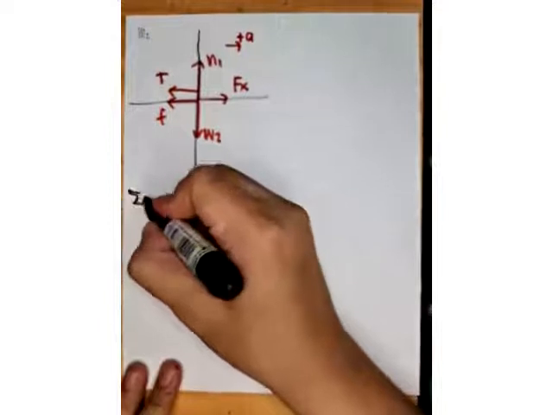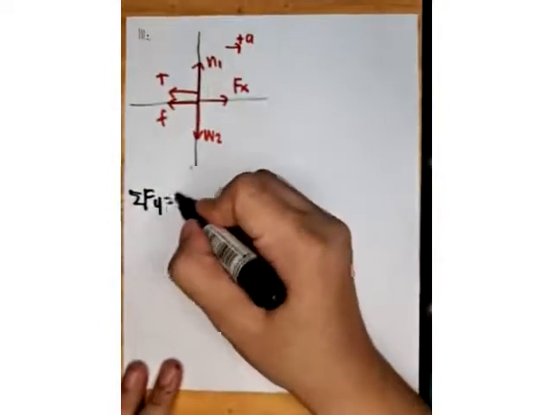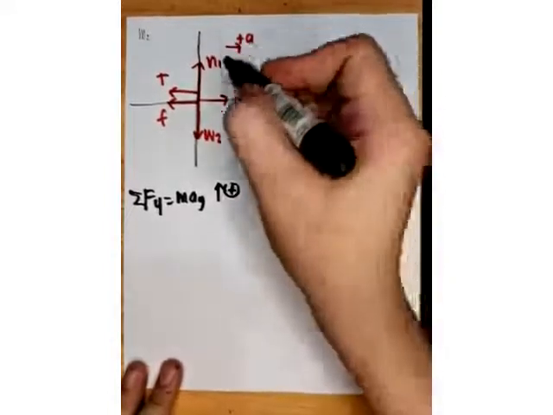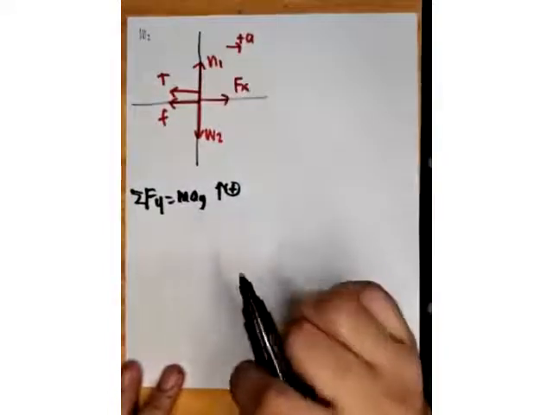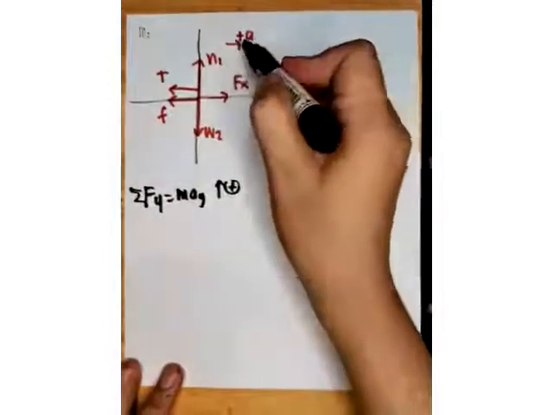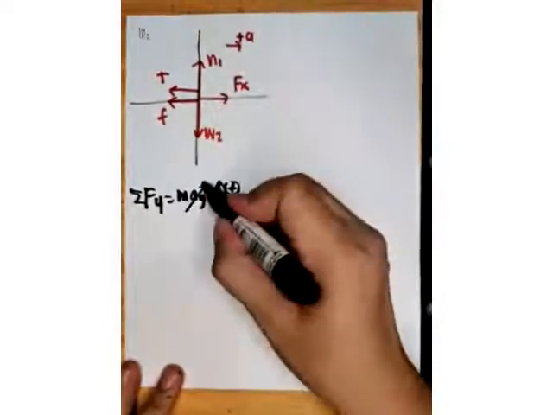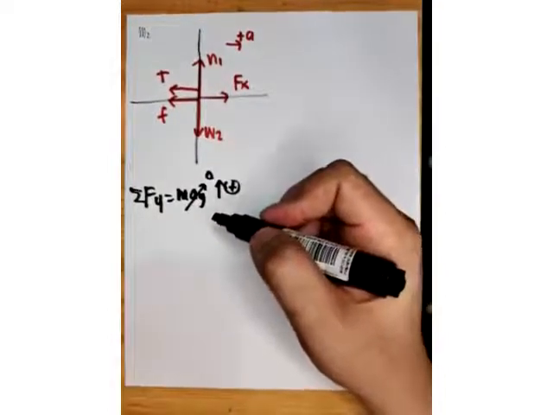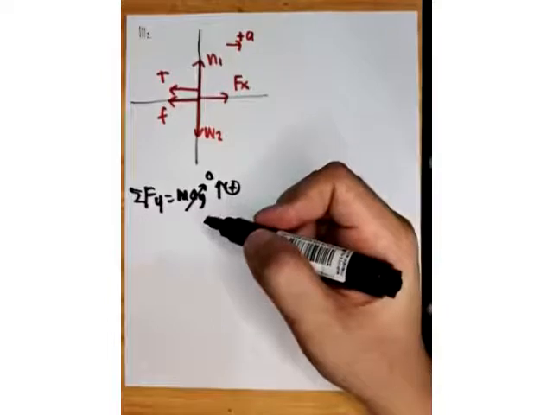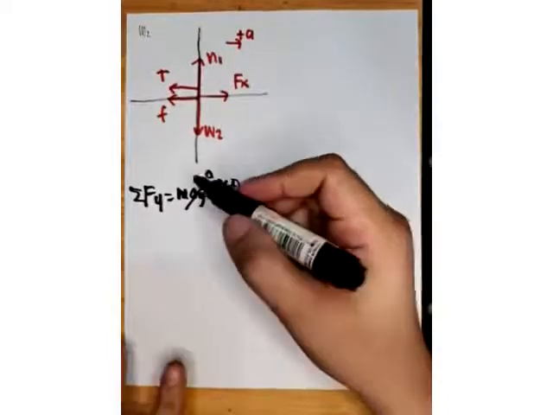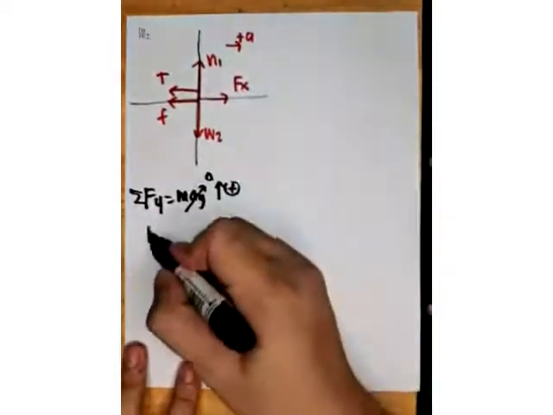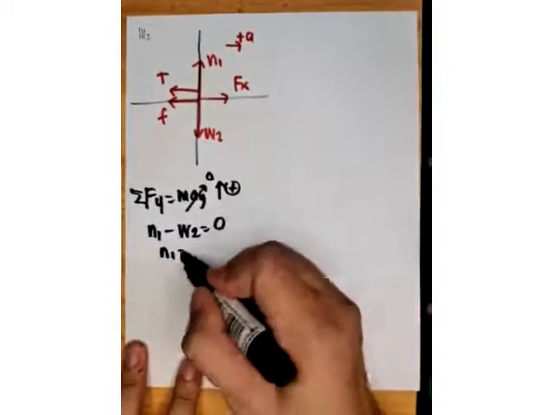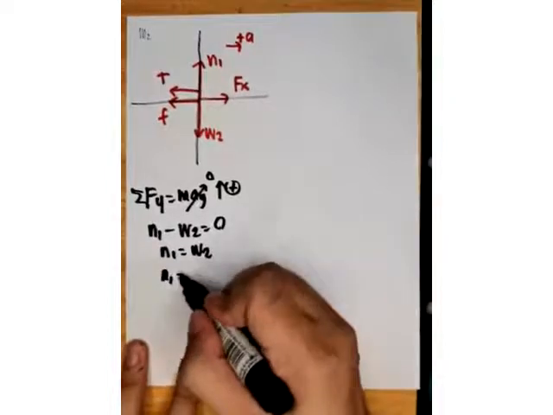So summation of forces along Y is equal to MAY, pataas ay positive. Kaya lang ang question ay, is there an acceleration along Y? So if we will check, ang acceleration lang natin is along X. So therefore, acceleration along Y is 0. So that means the summation of forces along Y is 0 because it is not accelerating along Y. It's only along X. Okay, so let's add. So we only have normal 1 minus weight 2 is equal to 0. So normal 1 is equal to weight 2.